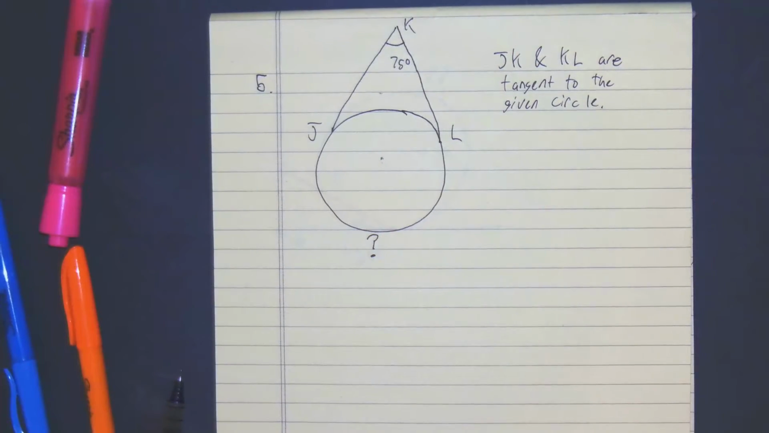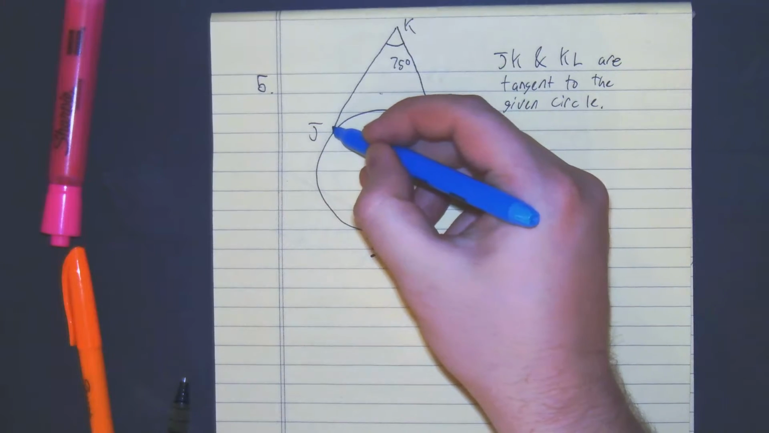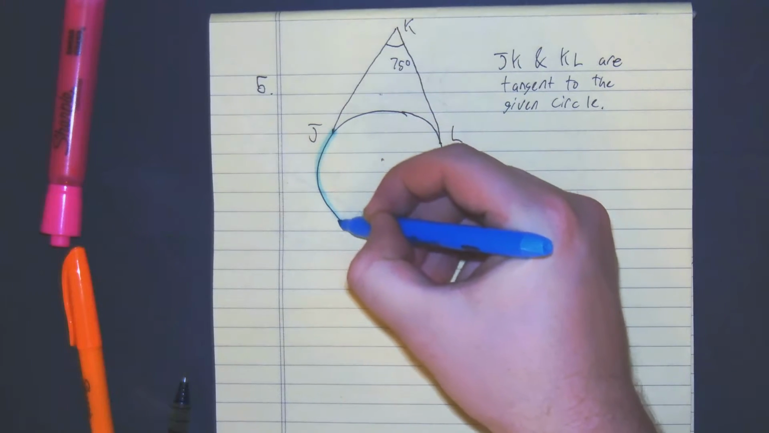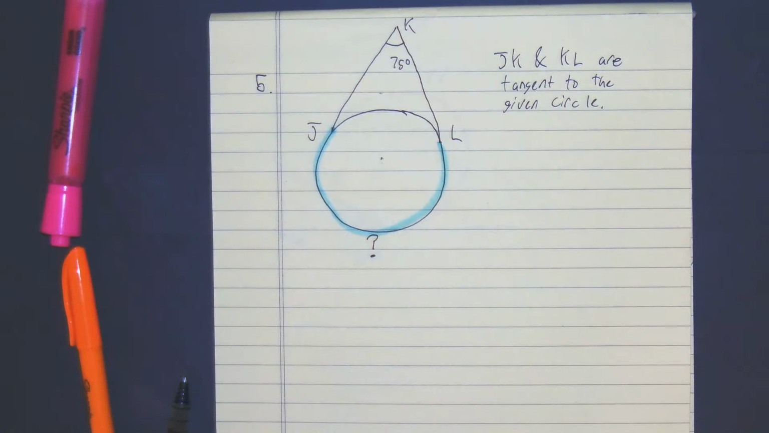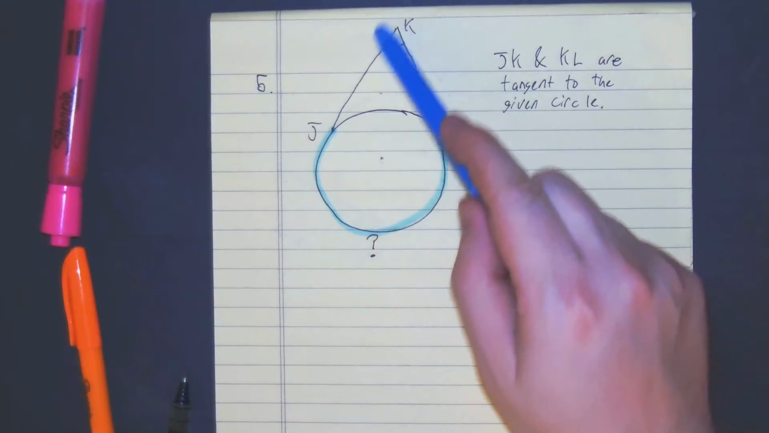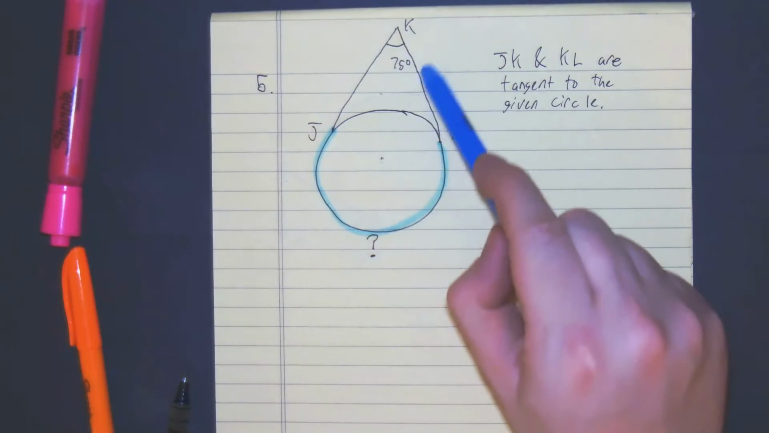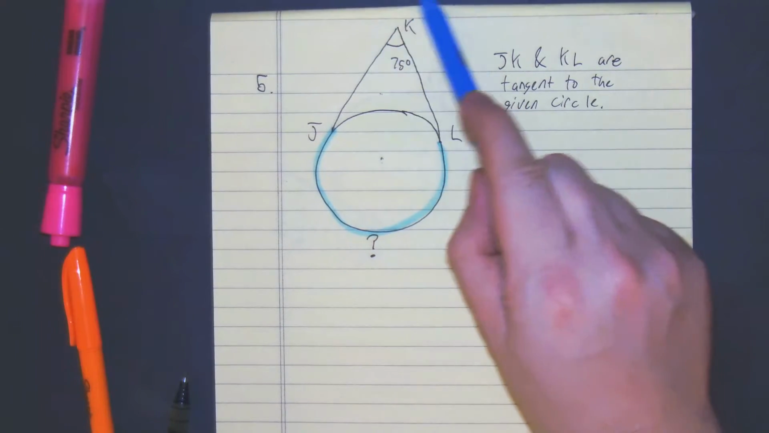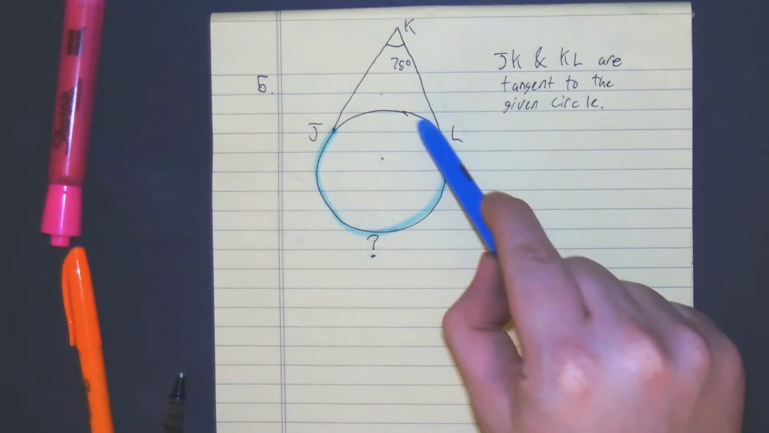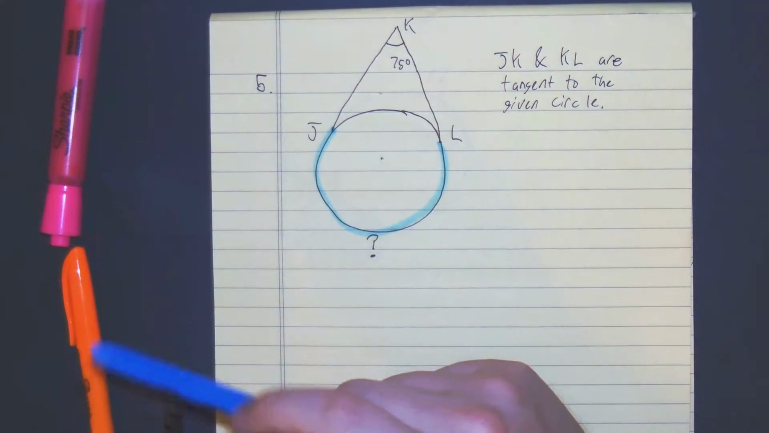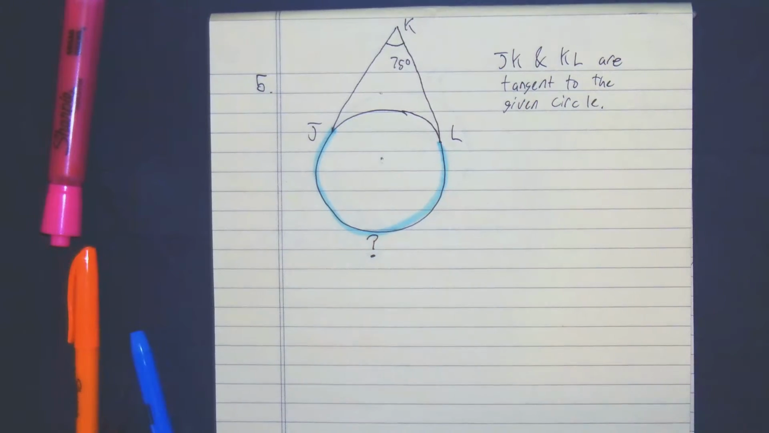Alright, so the goal of this problem is to find this arc. Well, we got a problem right here. We were only given the outside angle. We're only given the outside angle. So to find what this arc is, which we can, we're going to have to do something a little intuitive.